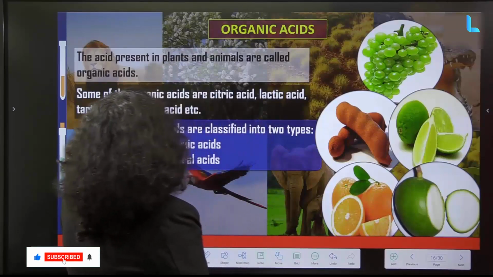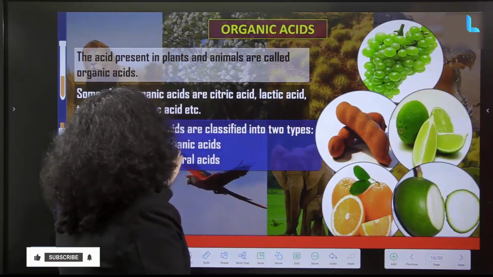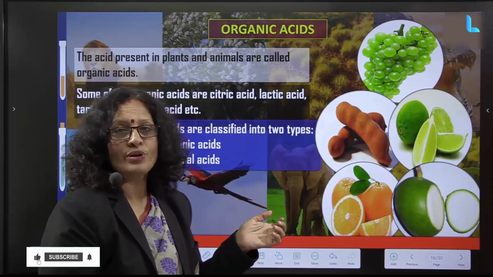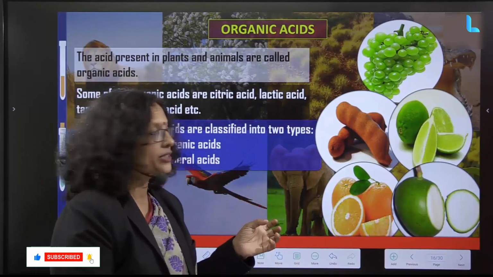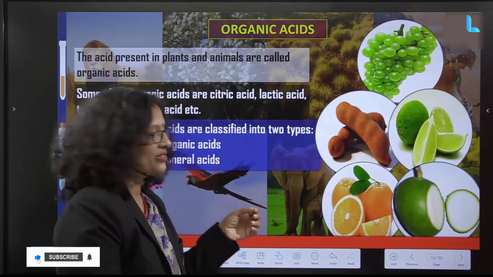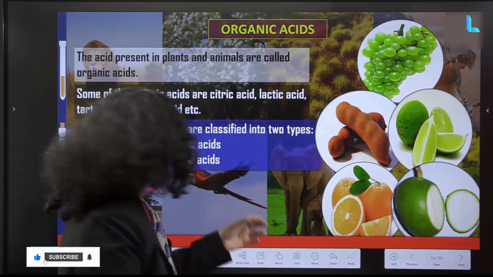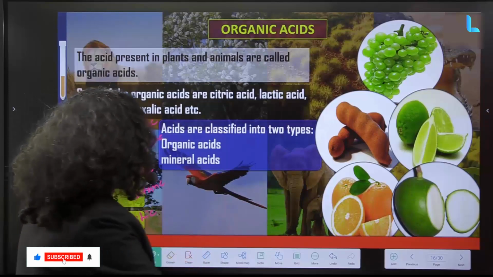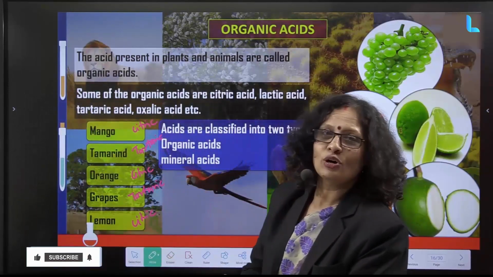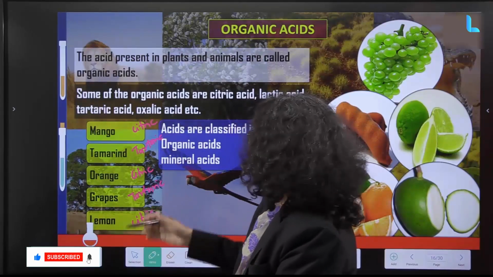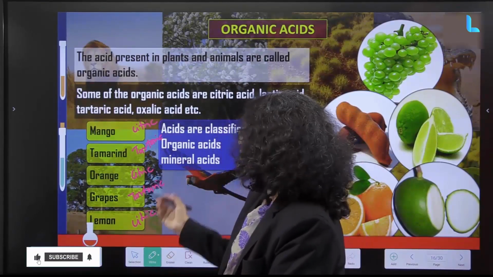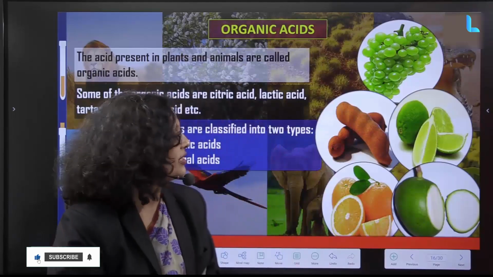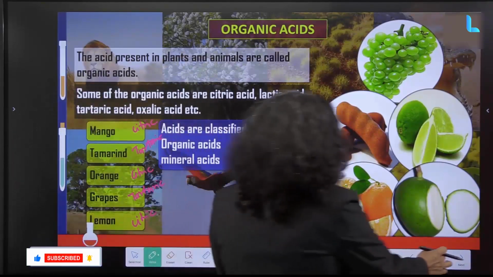Next we are seeing different kinds of examples given here. Acids are classified into mineral acids, which are obtained from rocks and ores, and organic acids, which are obtained from plants and animals. Now let's see mango: which kind of acid is present in this? Citric acid or malic acid. Tamarind, tartaric acid. Oranges, citric acid again or malic acid. Grapes, tartaric acid. Lemon, again citric acid. So citric and tartaric acid we are majorly eating at home, I think, in food items every day.